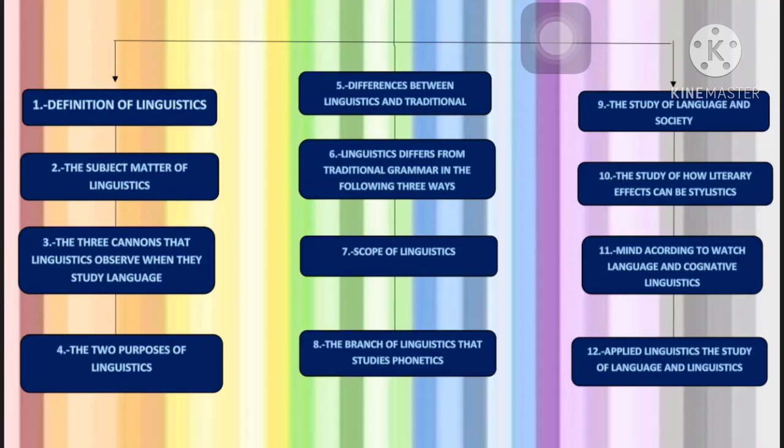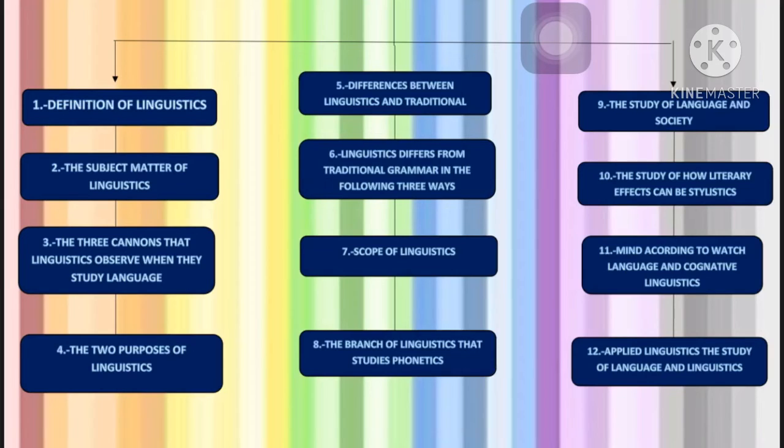Number 7. Scope of linguistics. Classification of linguistic study. Microlinguistics and macrolinguistics. Microlinguistics: phonetics, phonology, morphology, syntax, semantics, and pragmatics. Macrolinguistics: sociolinguistics, psycholinguistics, neurolinguistics, stylistics, discourse analysis, computational linguistics, cognitive linguistics, anthropological linguistics, etc.